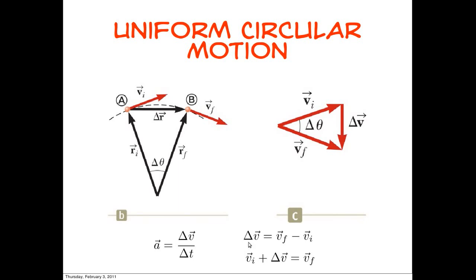The difference in the velocity vector is equal to the final velocity vector minus the initial velocity vector. Just rearranging terms, this means that v initial plus delta v is equal to v final. And so if we look at this graphically, we can see that the vector is changing direction. And the direction of the change of this vector is towards the center of the circle.